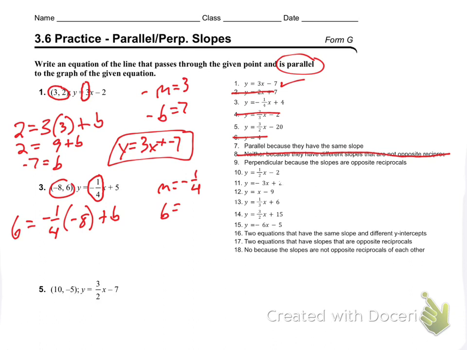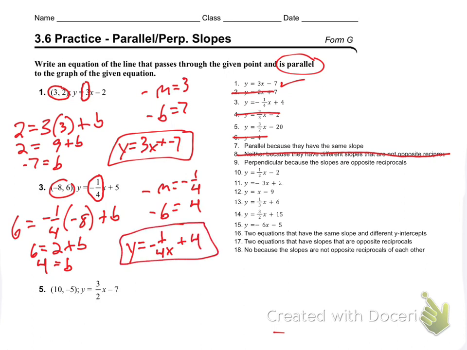Some of you can probably do that in your head, but fractions are evil. So I'm going to do 1 divided by 4, and that's going to give me, well, negative 1 divided by 4, so a negative 0.25. And I'm going to multiply that by negative 8, and that gives me 2. So 6 is going to be equal to 2 plus b, minus 2 on each side. b is going to be equal to 4. Use these two right here. y is going to be equal to negative 1/4 x plus 4. And we're good to go on that one.